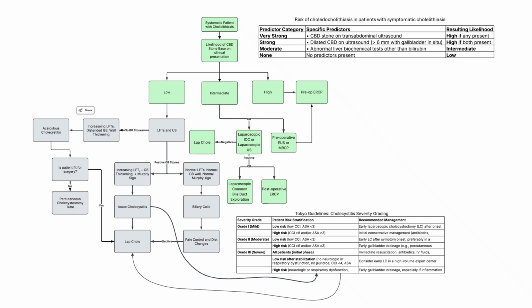So right here is my own little creation. This is the flowchart that I made. I've incorporated both the Tokyo guidelines as well as the American Society of Gastrointestinal Endoscopy. I pulled their table, kind of condensed it into a smaller table, made a flowchart out of it, and this has helped me with decision making on what form of management the patient should undergo. So feel free to screenshot this or to put this in your notes.